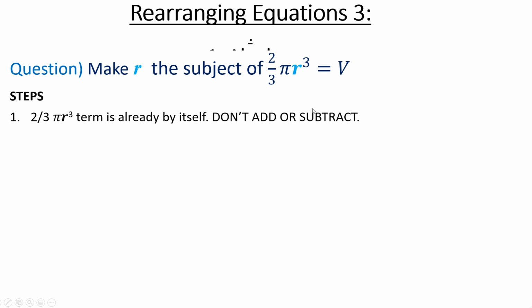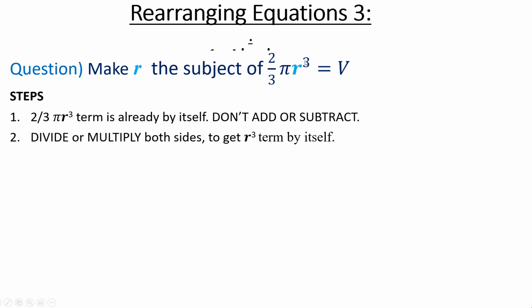But first, we want to check if there's anything on this r term that we need to add or subtract. But if you see 2/3 pi r cubed, that's all one term. So we actually don't need to add or subtract anything from this side. So we can skip ahead to the second part. Well, we need to either multiply or divide so that we get our r cubed by itself.